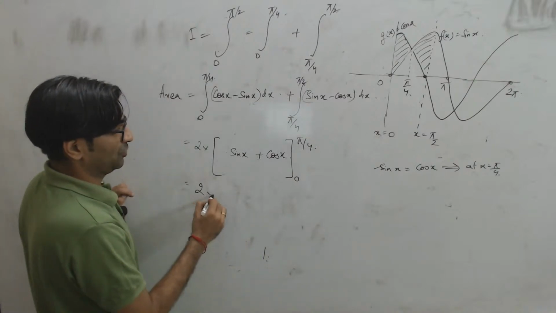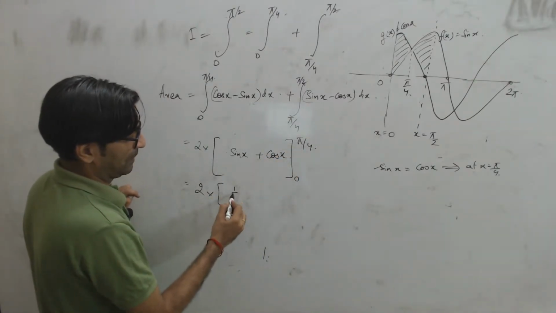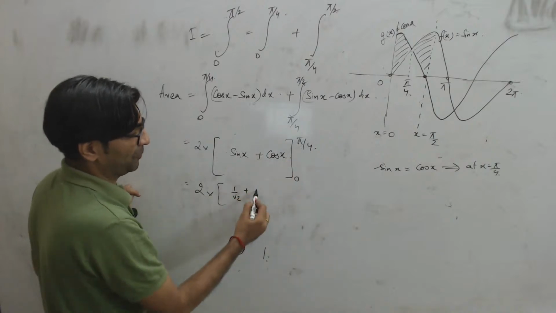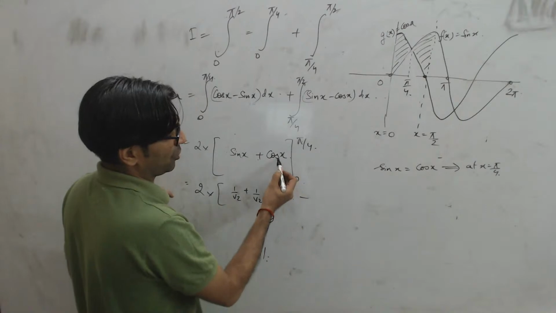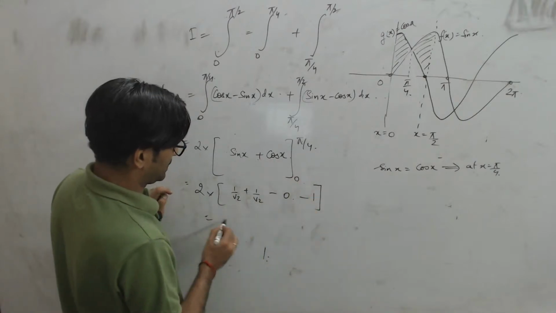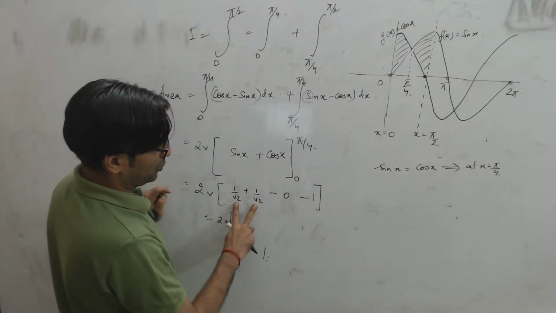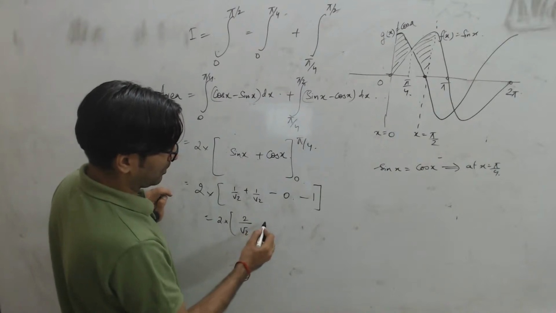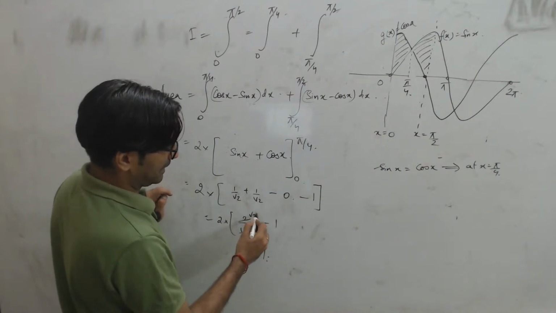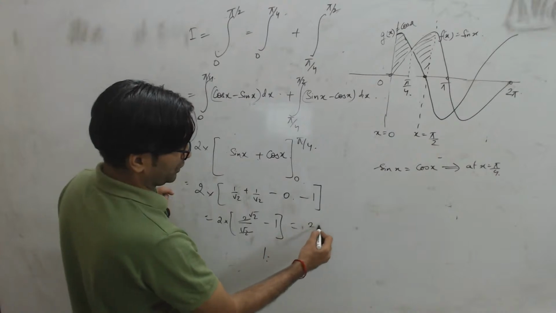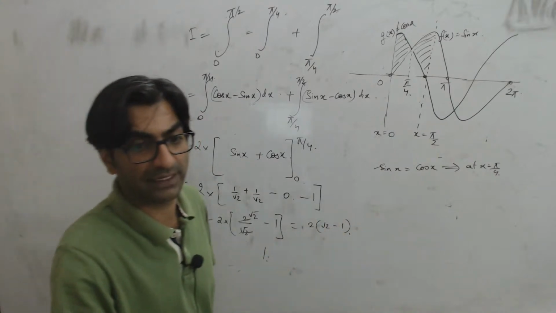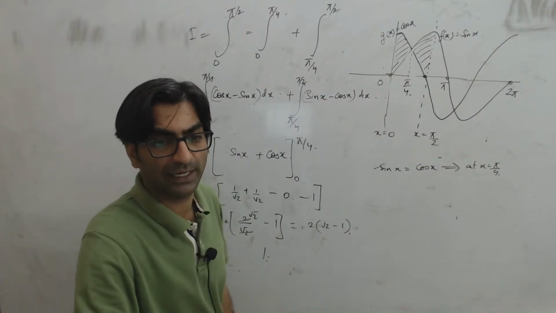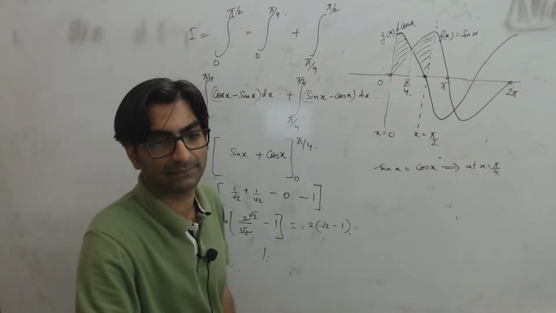What I get is 2 into sin pi by 4, 1 by root 2, plus cos pi by 4, also 1 by root 2, minus sin 0, 0, minus cos 0, 1. So my answer becomes 2 times 1 by root 2 plus 1 by root 2, which is 2 by root 2, minus 1. Cancelling it out, you'll get root 2. So 2 into root 2 minus 1 is the answer, right? That's option A. Yes.